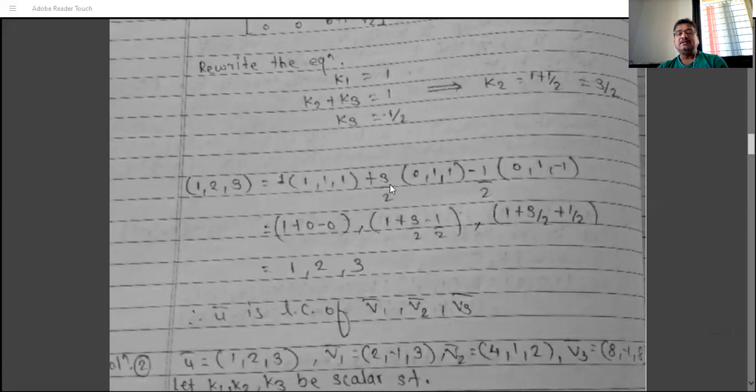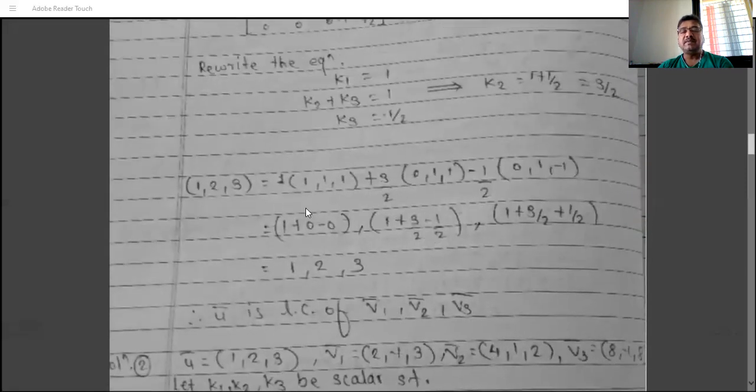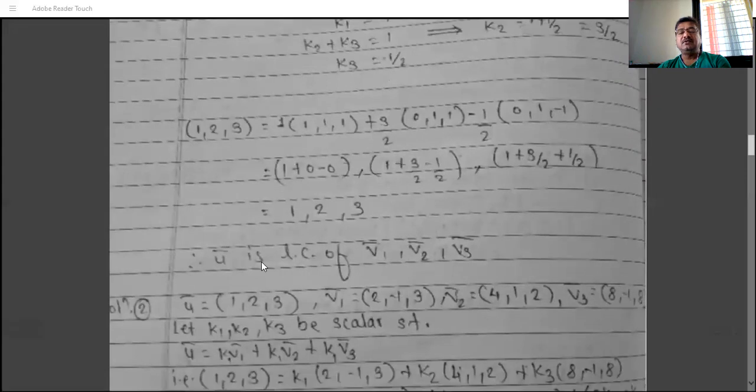So if I have to tally this is correct, then multiply by 1, that is apply the definition of scalar multiplication, multiply by 1 in bracket, multiply by 3 by 2, multiply by minus 1 half, and then their addition and subtraction is again the same element (1, 2, 3). So don't write these two steps. Directly after this step, we say that u bar is a linear combination of v1, v2, v3, because we have the values of k1, k2, k3.